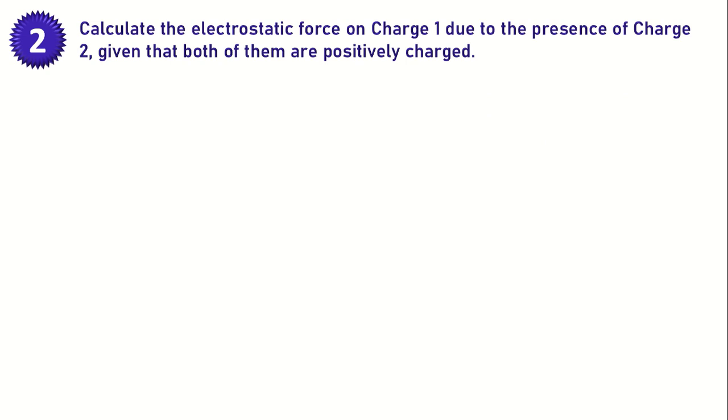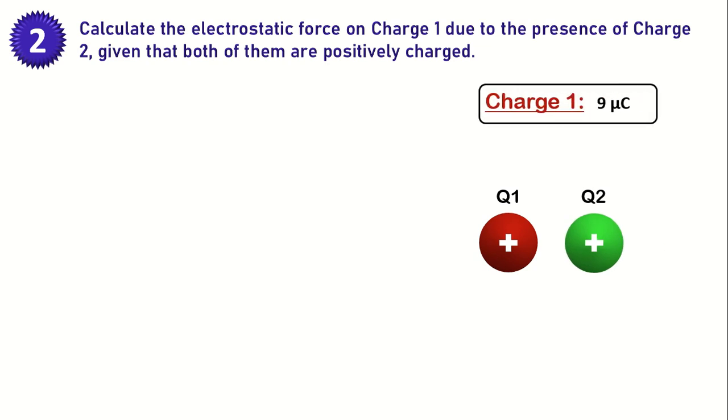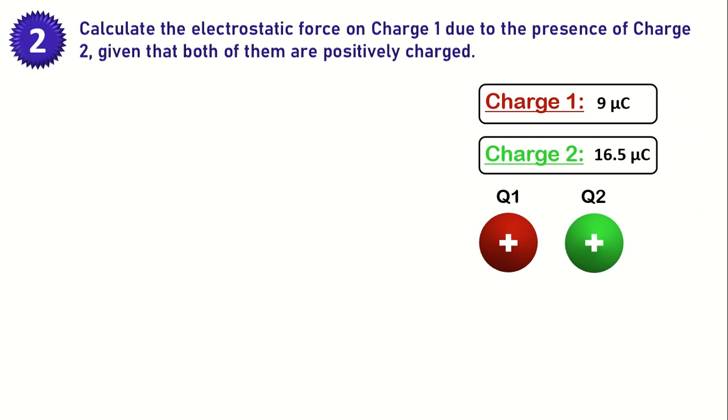Alright, let's do another practice problem and just get used to this formula a little bit more. Number 2, calculate the electrostatic force on charge 1 due to the presence of charge 2, given that both of them are positively charged. So let's illustrate it once again. So we have, here's Q1, here's Q2, here's charge 1's magnitude, which is 9 microcoulombs, charge 2's magnitude, which is 16.5 microcoulombs, and they're separated by about a distance of 1.3 meters.